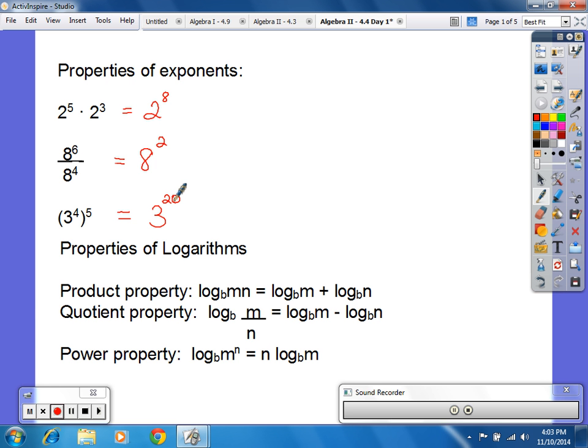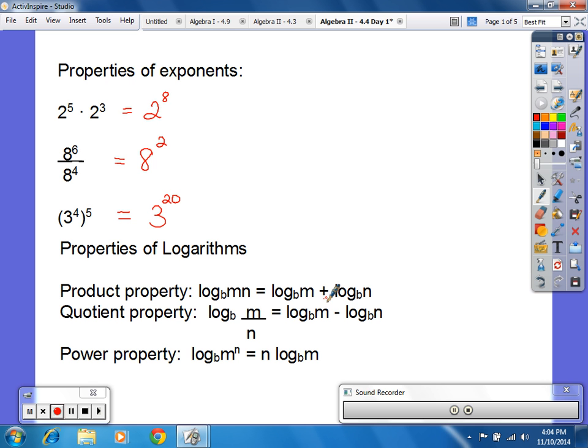These properties of exponents go along with properties of logarithms. If you know the properties of the exponents, then you should understand the properties of the logarithms. The first property that we have is the product property, and this one states that when you multiply, if you are going to expand the logarithm, multiplication means to add. When we multiply, we add exponents.